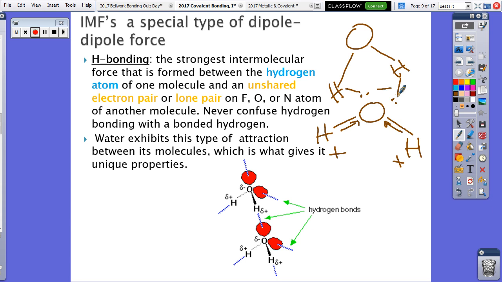Oxygen's not the only thing that can hydrogen bond. There are other electronegative elements, fluorine and nitrogen, that if they have lone pairs on them and a bonded hydrogen in another polar molecule is attracted to it, that is also hydrogen bonding. Water is our most well-known example of hydrogen bonding. Along with DNA, the stair steps of DNA have hydrogen bonding. That's what is holding those stair steps together.